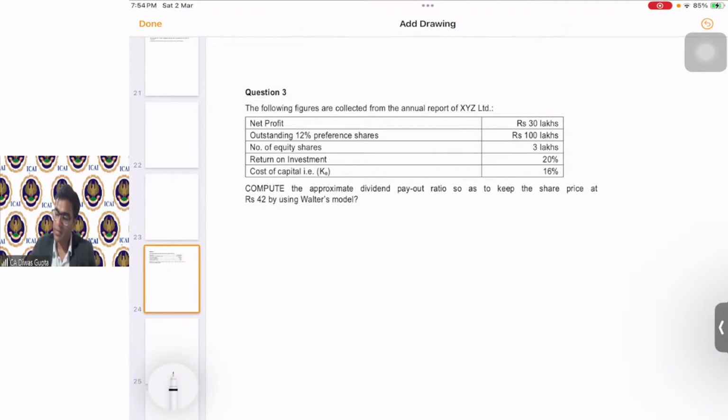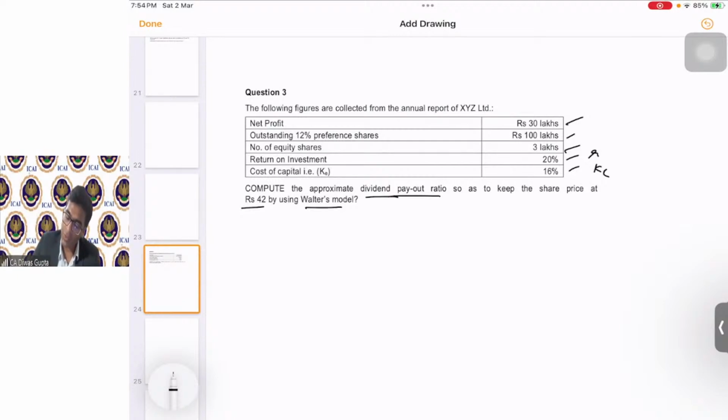Net profit is given as 30 lakhs. Outstanding 12% preference shares is given as 100 lakhs. Number of equity shares is 3 lakhs. Return on investment, R, and KE are also given. Compute the approximate dividend payout ratio so as to keep the share price at rupees 42 by using Walter's model.